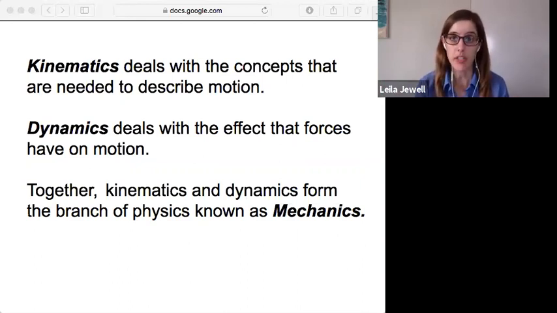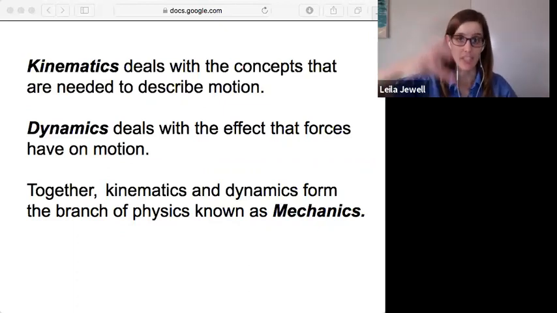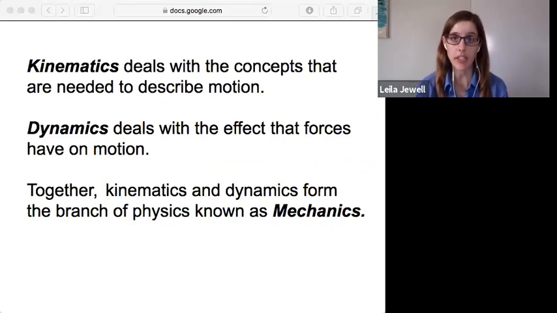Dynamics is something we're going to see in a later chapter that deals with the effect that forces have on motion. So kinematics is just the motion itself, like a ball flying through the air. Dynamics is how you put that ball into motion and fling it into the air so that it has some speed as it's moving. Together, kinematics and dynamics form the branch of physics known as mechanics, which is more than just people who work on your car, right? Mechanics just describes all of motion. It's a great field in physics.